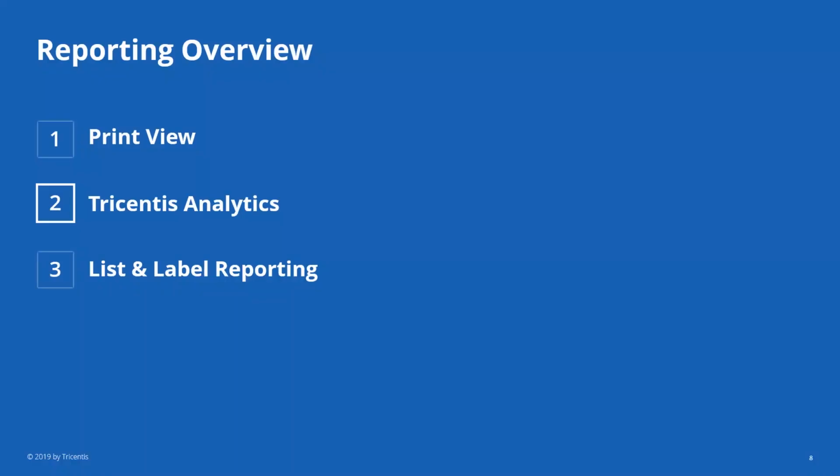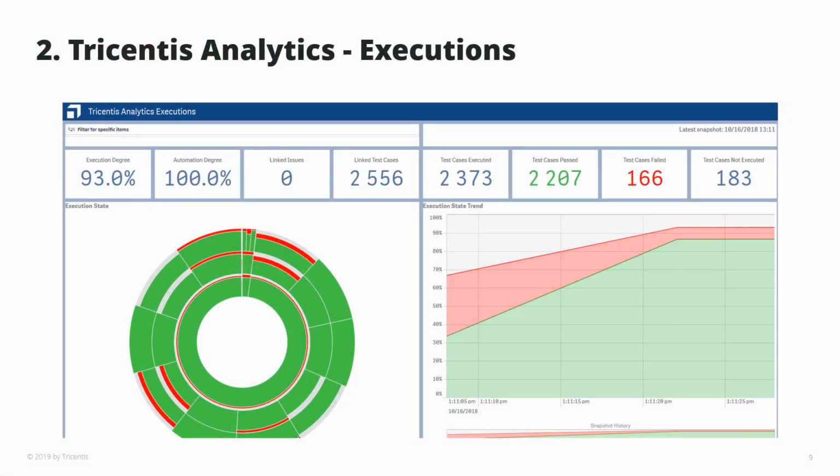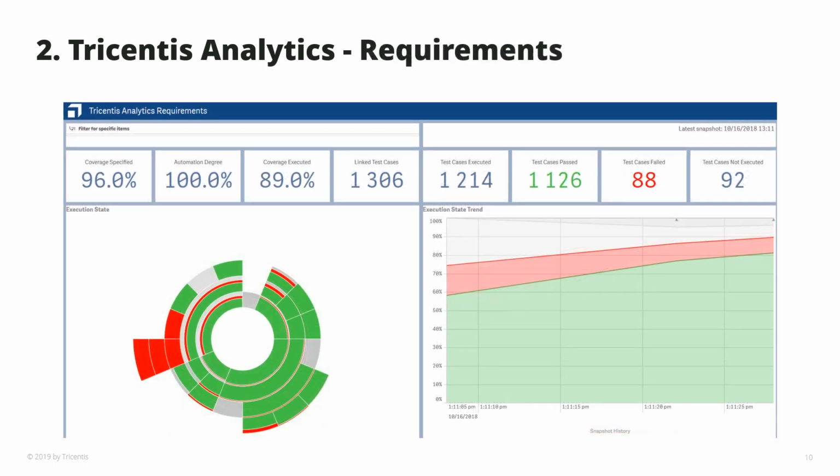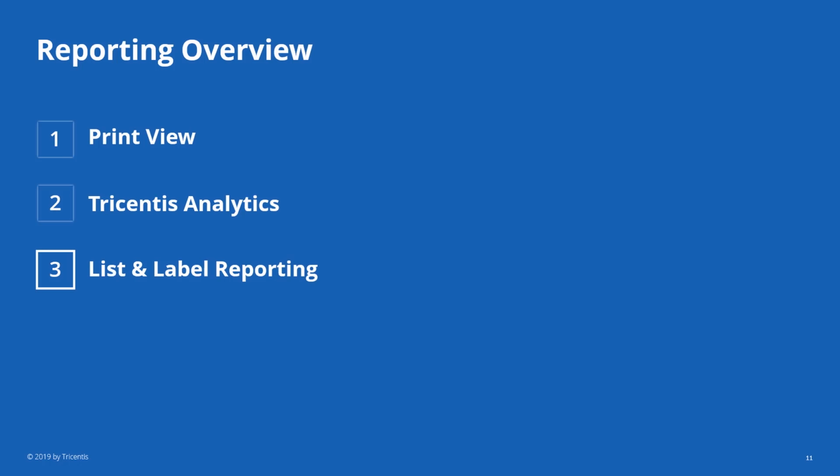A more comprehensive reporting solution is Tricentis Analytics, which is our current state-of-the-art dashboard and comes with two flavors, one for the execution side and one for the requirement side, and includes all the KPIs necessary for management reporting. Since this MOOC is not focused on analytics, we are going to jump right into list and label reporting.